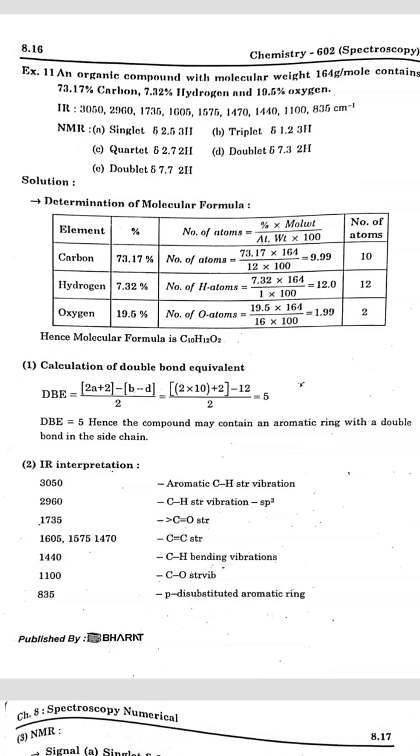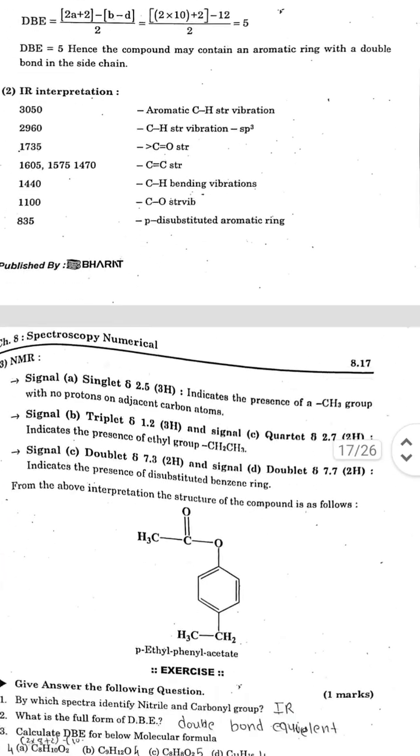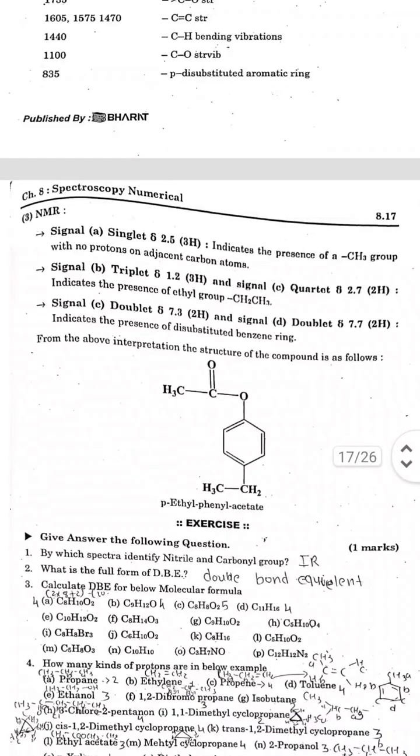Here is the next example: an organic compound with a molecular weight given here, and the percentages of carbon, hydrogen and oxygen. First of all we count the number of atoms, and then we calculate DBE, and then IR, and next NMR. Okay, this is a 5, 6 or 7 marks question also.